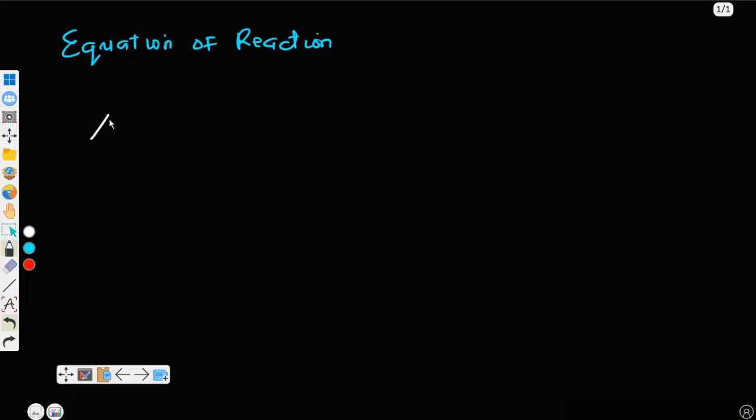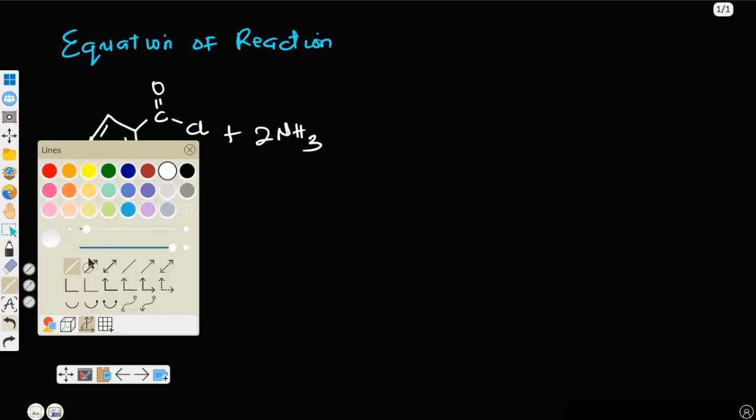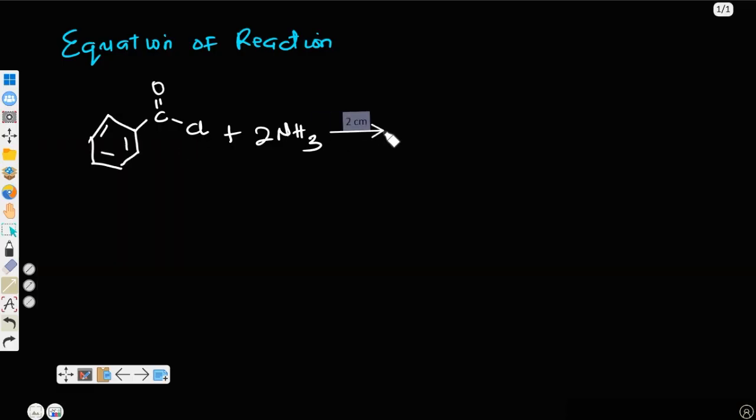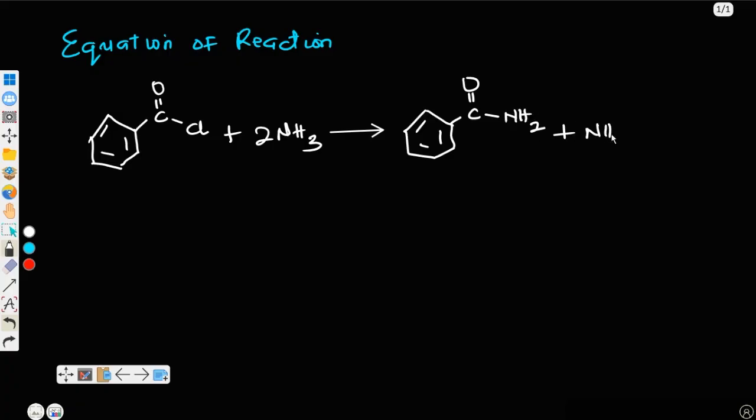So you have benzoyl chloride, which is of course something like this. Right? React it with 2 moles of ammonia. This gave us benzamide. So you got something like this. You write the equation of reaction again: C double bond O NH2 plus ammonium chloride. Right?